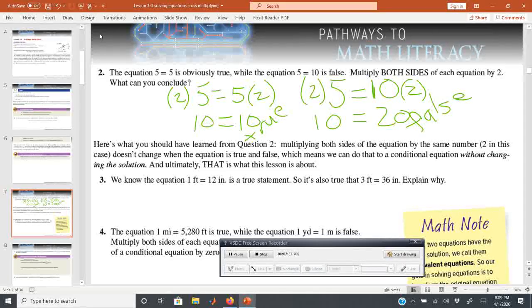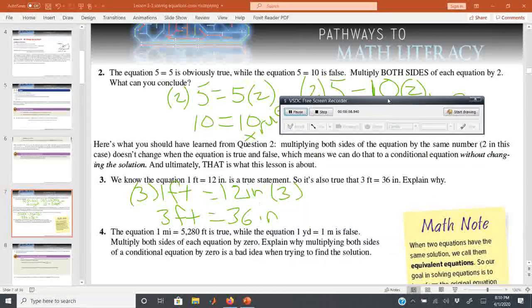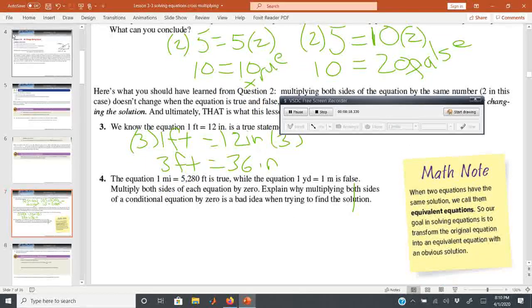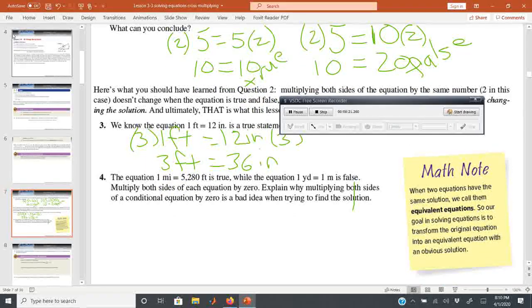Question 3. We know that the equation 1 foot equals 12 inches is a true statement. So it's also true that 3 feet equals 36 inches. Explain why. Fundamentally, in words, 3 feet, each one of those feet has 12 inches. If you have 3 12s, that makes 36. We could write that, although what they wanted you to do was actually explain it. We can multiply both sides by 3.